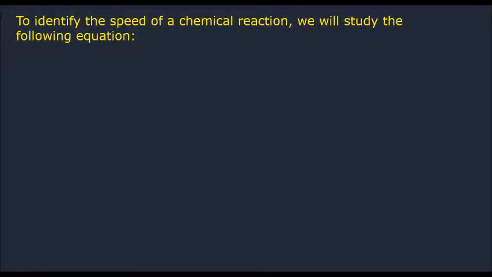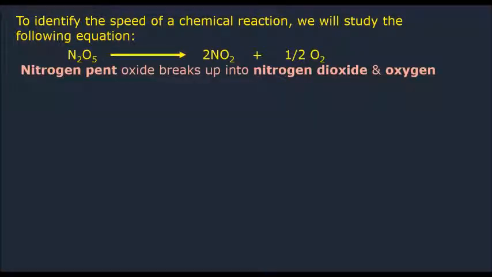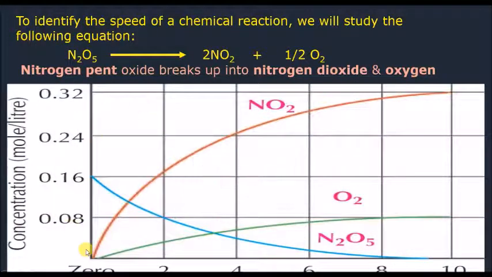Let's talk now about what is meant by the speed of chemical reaction. Before studying it, we will see a graph and talk about it to explain what is meant by the speed of chemical reaction. We have a reaction in which nitrogen pentoxide, N2O5, breaks down into nitrogen dioxide and oxygen gas. In this graph there are three lines. The blue line shows the concentration of N2O5, the green line shows oxygen concentration, and the red line shows the concentration of NO2.